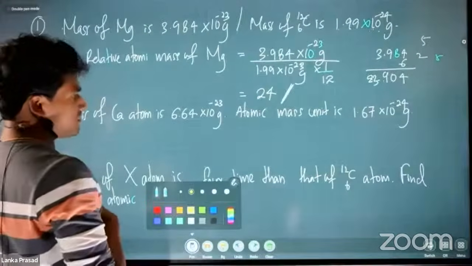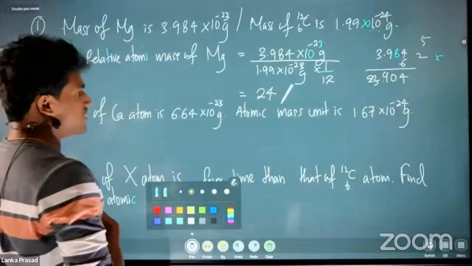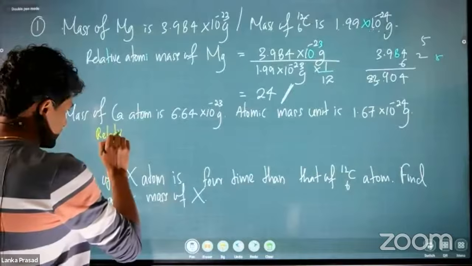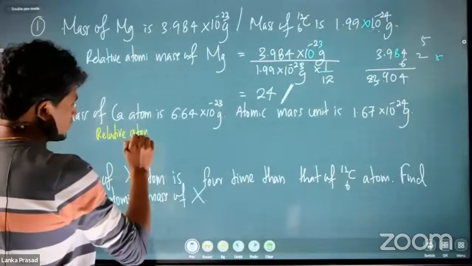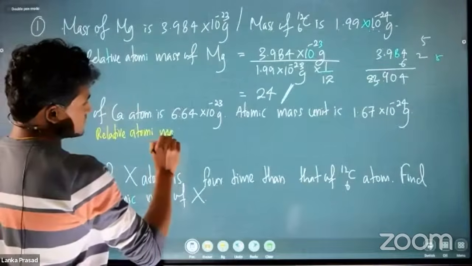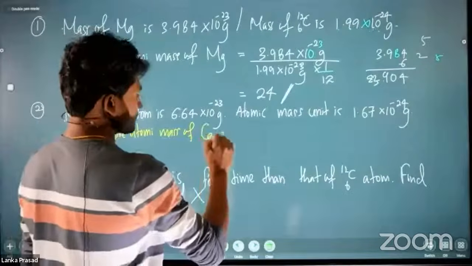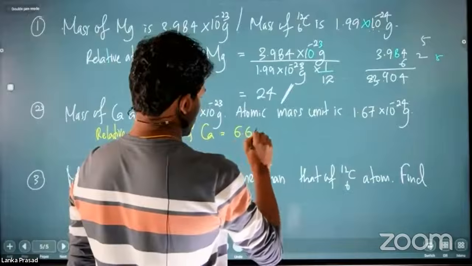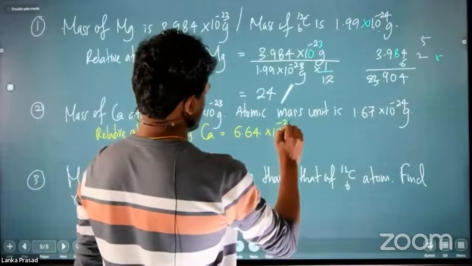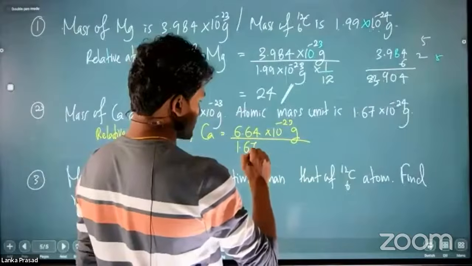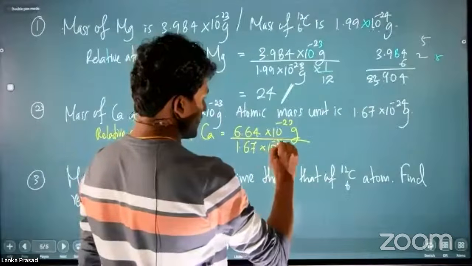The mass of calcium atom is that much. Atomic mass unit is that. Now they ask the relative atomic mass of calcium. It equals 6.64 times 10 to the power minus 23 grams divided by the mass unit, 1.67 times 10 to the power minus 24 grams.